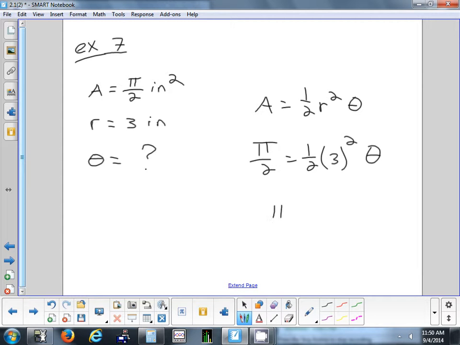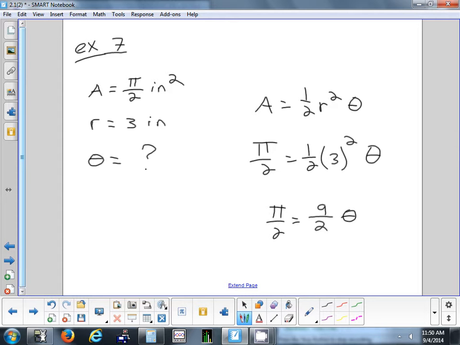Okay, so we get pi over 2, 3 squared. How about Ashley? How much does that give me? 9. And then take half of it. 4.5. So yeah, you could leave it as 4.5 or just even as a fraction. You don't even have to do the decimal if you don't want to. And now I just want to get 9 halves to the other side. And in a second, you'll see why I left it as a fraction.